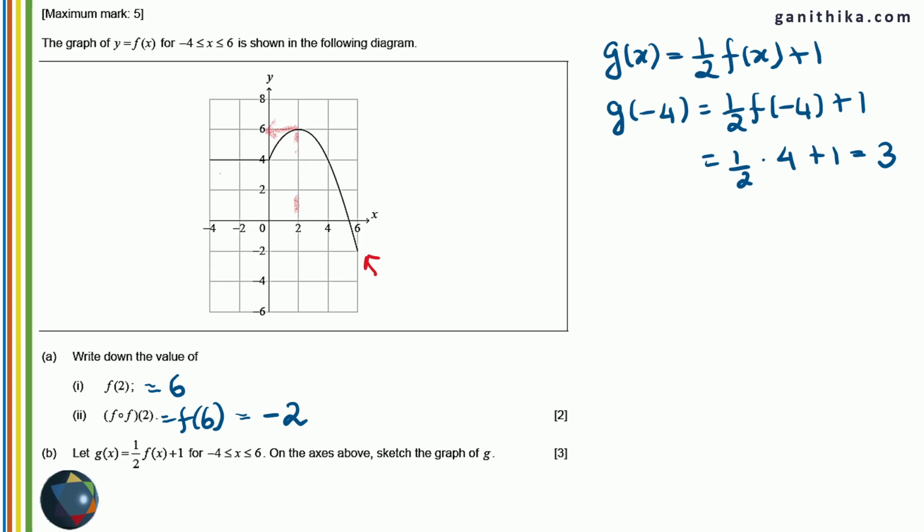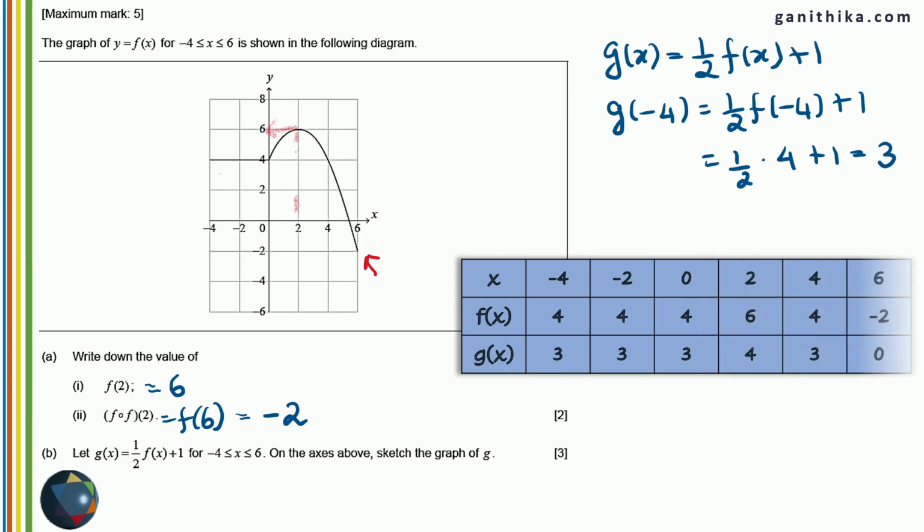In the same way, you can find g of negative 2, g of 0, g of 2, g of 4 and g of 6 and make a table out of it. Once you know the table, you can easily draw the graph of g of x: 3, 3 and 3 for negative 4 to 0. After that, it goes to 4 at 2, 3 at 4 and 0 at 6. So this is the graph that you will be getting for g of x, which is question B.